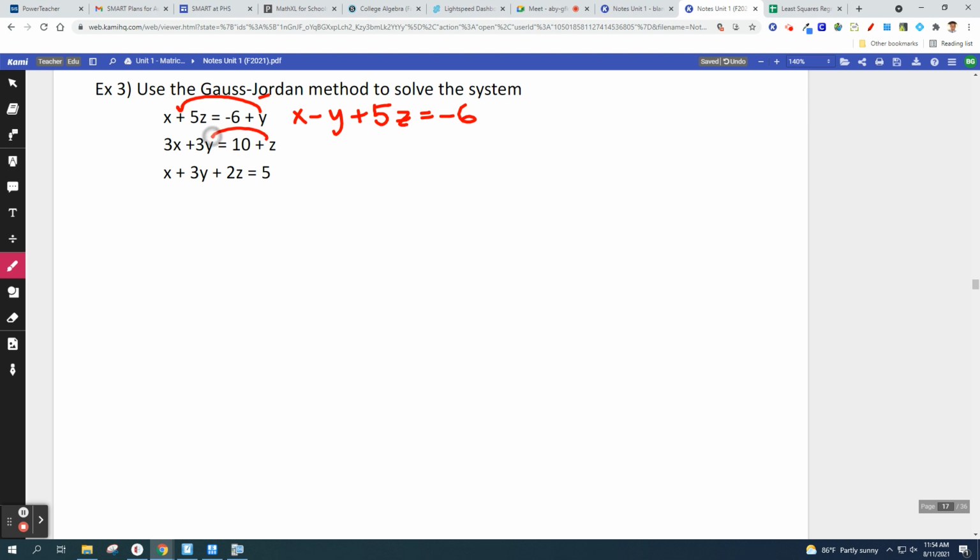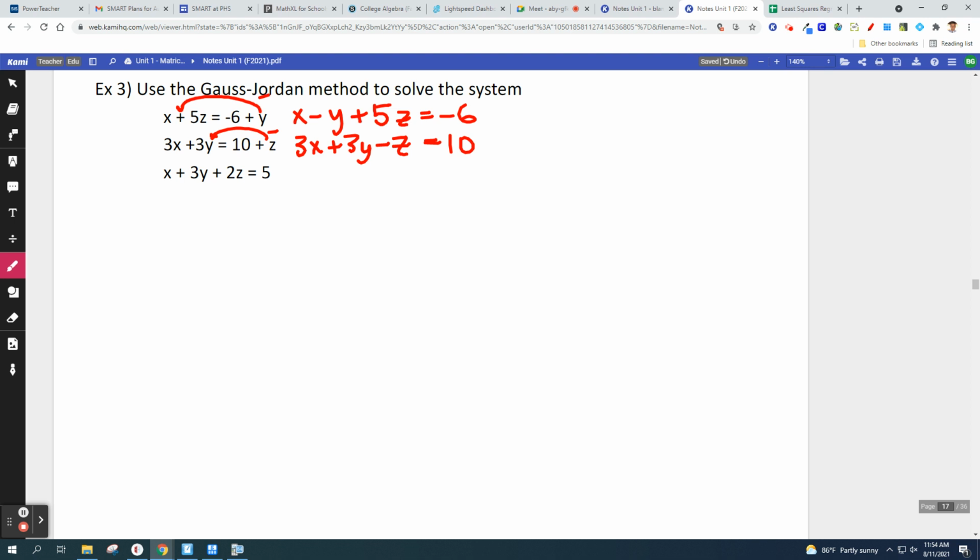And I'm also going to subtract this z over. Make sure you put it in the right place. So that says 3x plus 3y minus z equals 10. It's really important to line up your variables. If you get them out of whack, you're going to get confused.